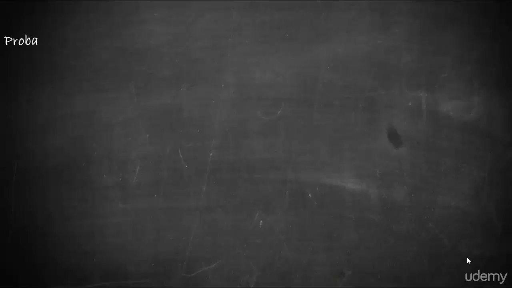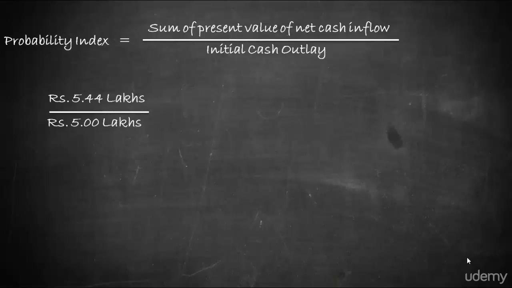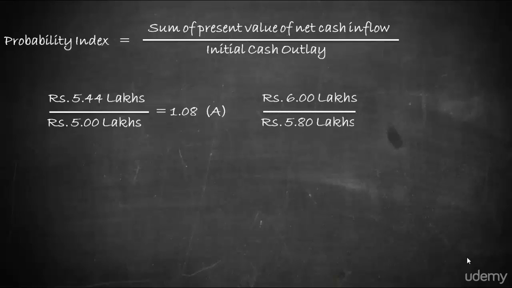Next, let's move on to the third part, which is finding the profitability index or desirability factor. Profitability index is simple. Here we take the sum of present value of net cash inflow and divide it by initial cash outflow. For project A or mission A, it is 5,44,000. So 5.44 lakhs divided by 5, and here it is 1.08. Whereas for project B it is 6 lakhs divided by 5.8, and it is 1.034. So comparatively, project A stands in a better way, though project B gives a cash inflow of 6 lakh. Looking at the profitability index, project A stands in a better way.